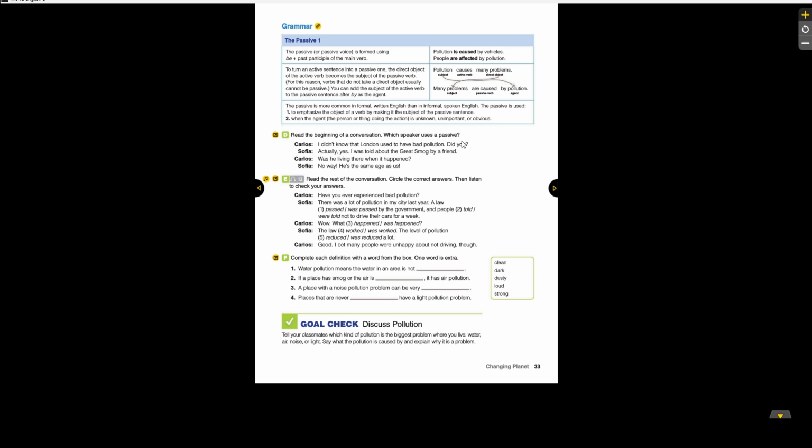We will be doing D, E, F for the goal check. Just read it and give your opinion, or write what is the biggest pollution problem in your area. And let me read it here. Tell your classmates, but in this case, if you would like to write in the comments below, which kind of pollution is the biggest problem where you live? Is it water, air, noise, or light? Say what the pollution is caused by and explain why it's a problem. Okay, you don't have to write a really long comment, but you know, what is the biggest pollution problem where you live? Go ahead and write about it in the comments below.